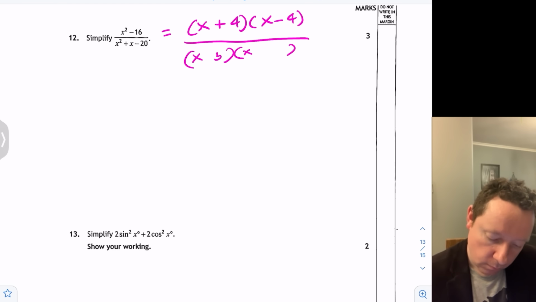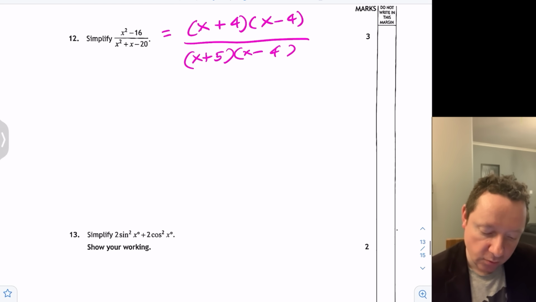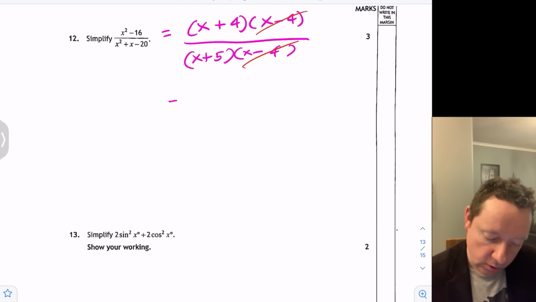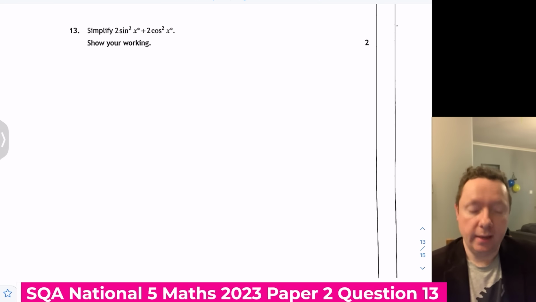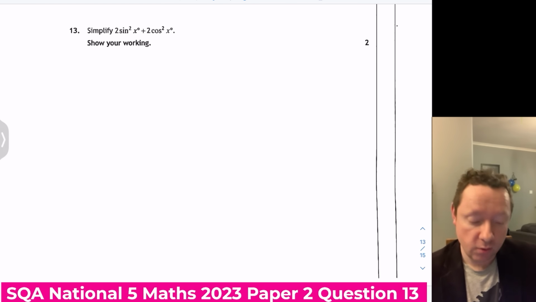And it's a negative 20, but a positive 1. So it's plus 5 take away 4 is plus 1. 5 times minus 4 is minus 20. And you'll notice then you've got x minus 4 on the top and bottom, so they can cancel each other out to leave a final answer of just x plus 4 over x plus 5. And we're done there.